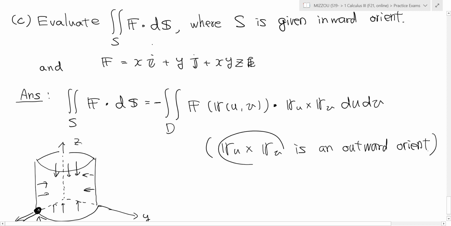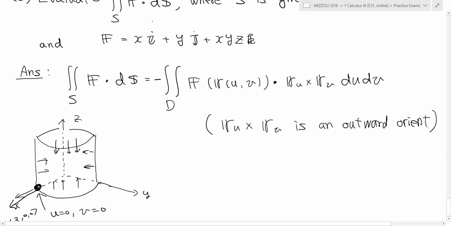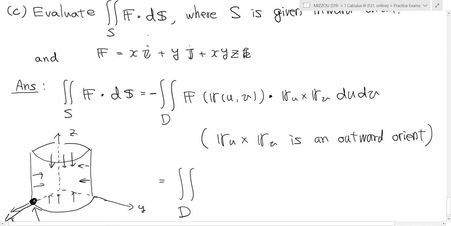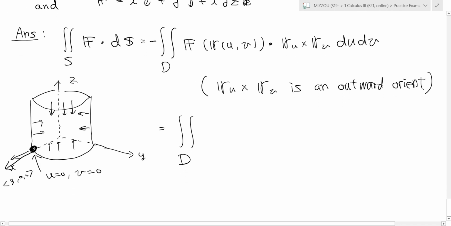If S were given outward orientation, then in that case the orientation of r_u cross r_v would be consistent with the orientation, so you wouldn't need the negative sign. Anyhow, all you have to do is compute this. Let's just keep D here for now. Then you plug the parameterization into the integrand and take the dot product with that.